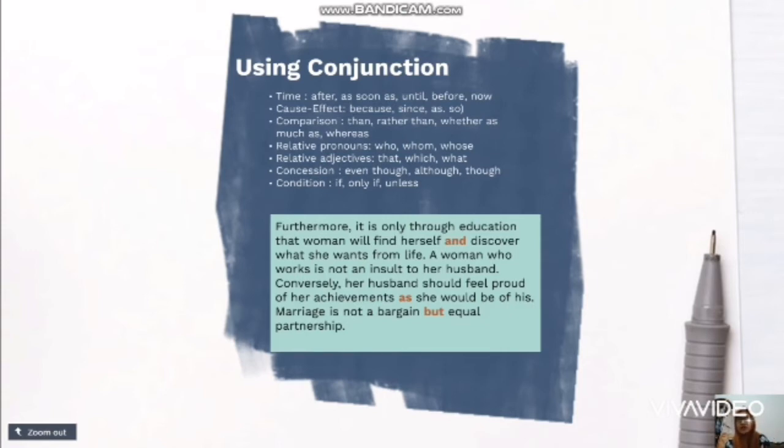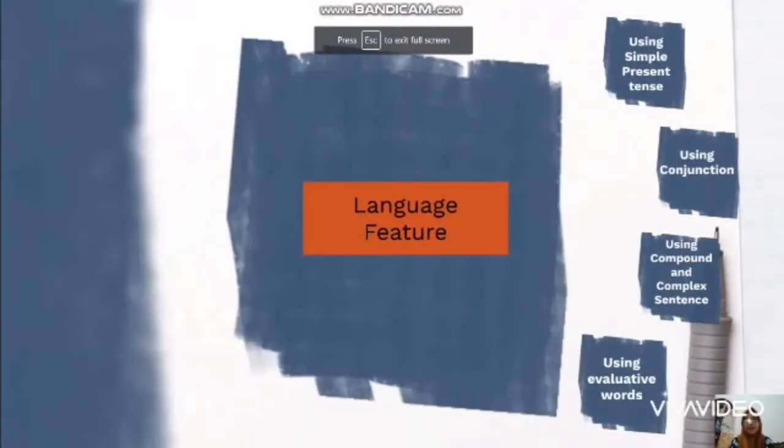And then you can see that some conjunctions are used to make a cause and effect. Some of it is used for comparing, and some of it is used as relative pronouns, relative adjective, concession, and conditions. Below is the example of the conjunction used in the text, that is and, as, and but. Now we take a look at using compound and complex sentence.